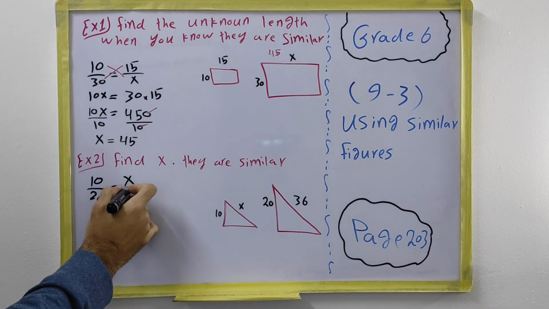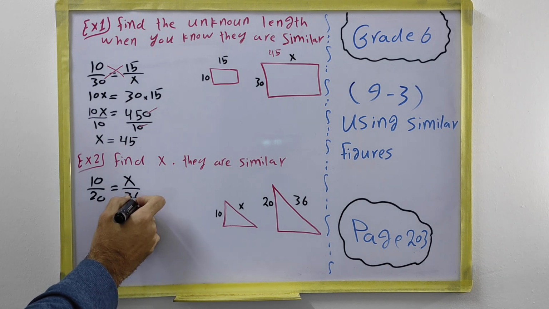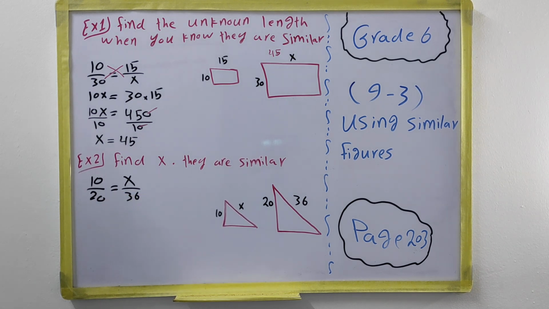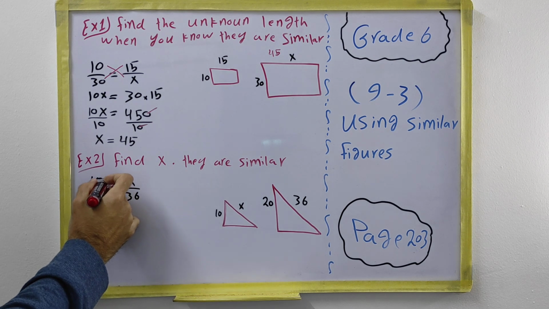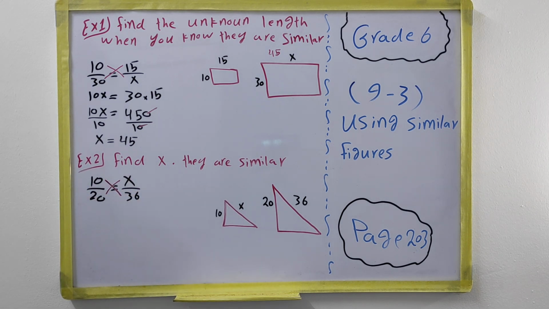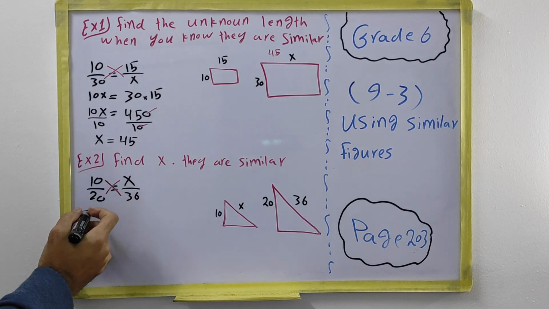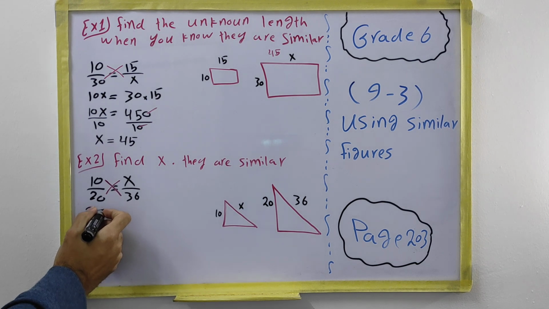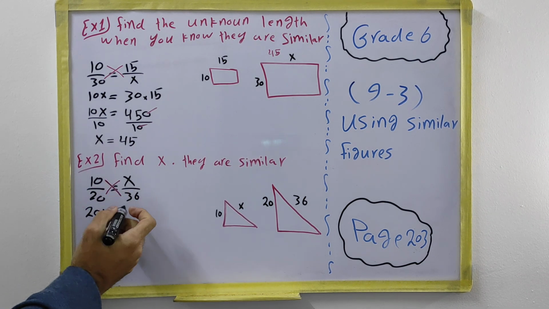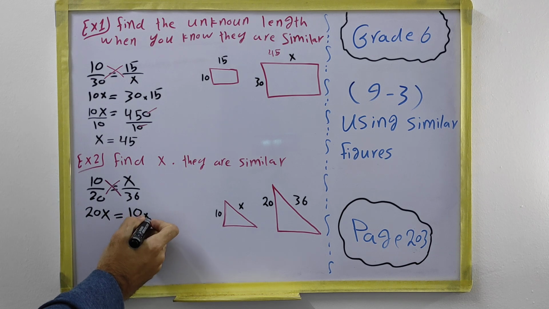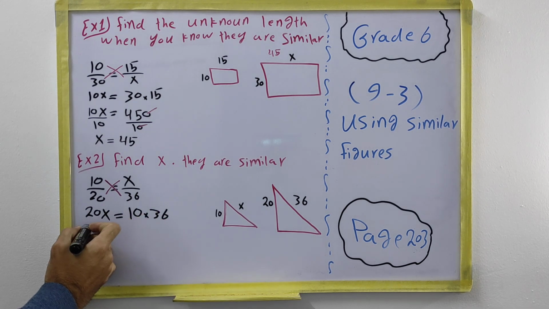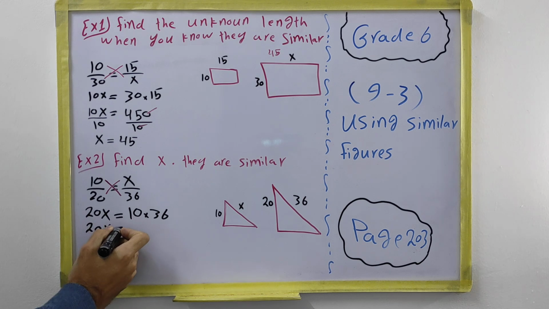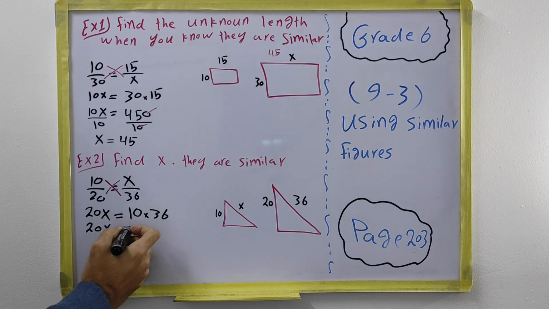We said put the numbers of the smaller shape on the top. Now we do what? We do the cross product. Why? Because we have two fractions with an equals sign between them. Cross multiply: 20 multiplied by x equals 10 multiplied by 36. It means 20x equals 360.